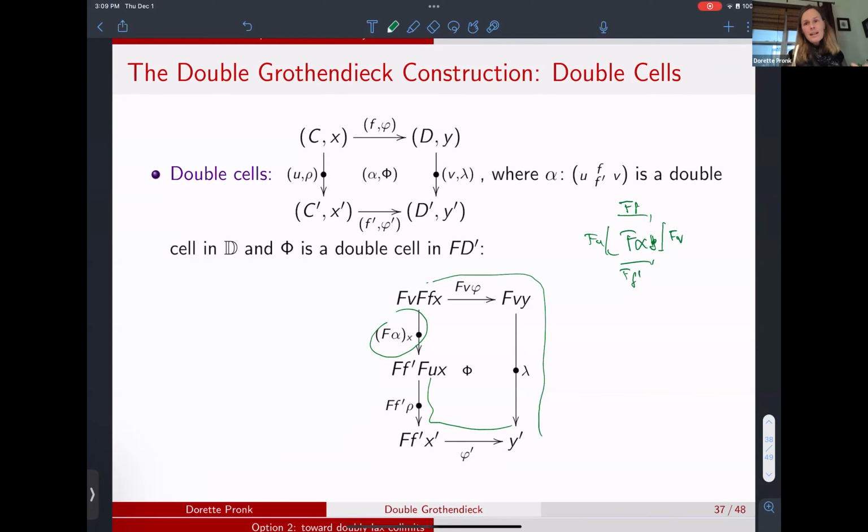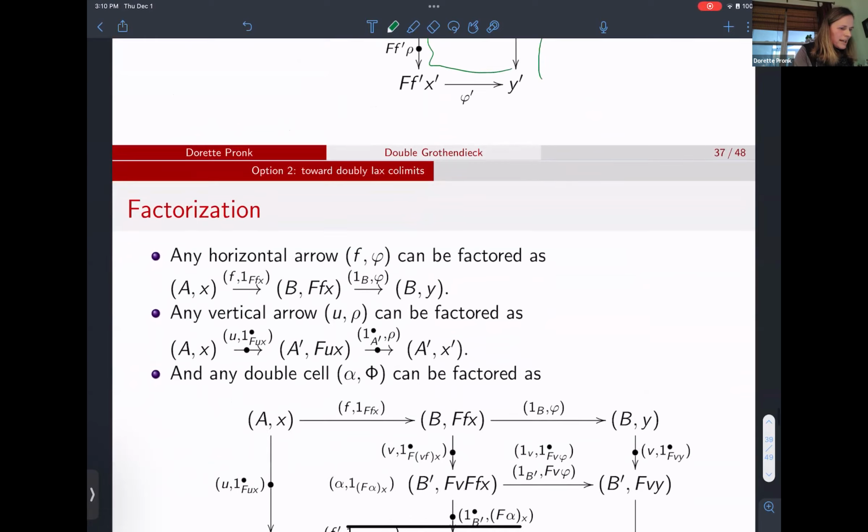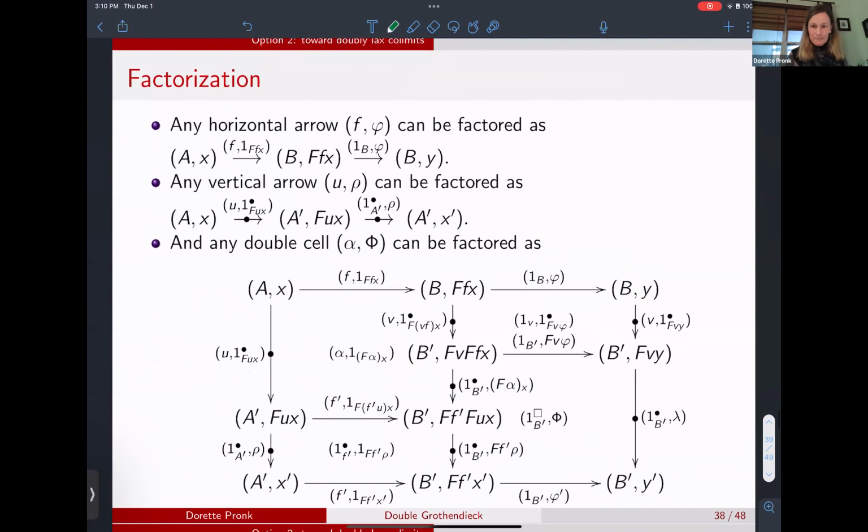So this is the part that feels at first a little like, oh, is that all going to compose? Well, they are composing horizontally and vertically. What I want to say at this point is I want to talk quickly a little bit about factorizations. On the horizontal and vertical arrows, we get the typical factorization with a Cartesian arrow and an arrow in the fiber.